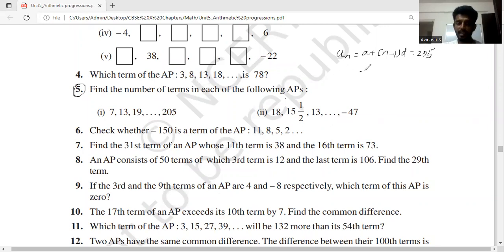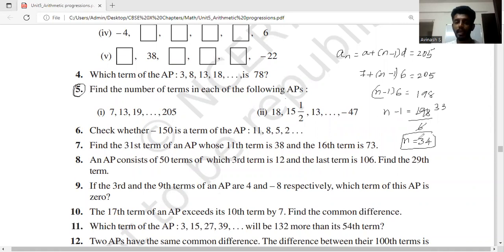And the value of A is 7. And N is what we are supposed to find. So N remains N. And common difference here, it is 6. If you carefully look at the given AP here, 13 minus 7 will be 6. And now the next step is N minus 1 into 6 is equal to 205 minus 7. 7 goes to the other side, it becomes 198. And N minus 1 will be 198 by 6. So we'll be getting 33. So N will be 34. So which means in the AP, 205 is going to come as the 34th term.